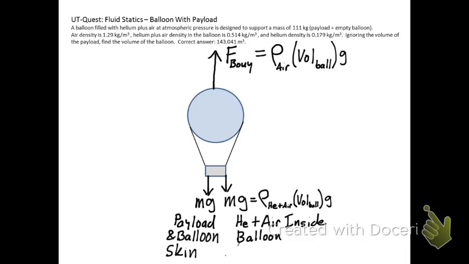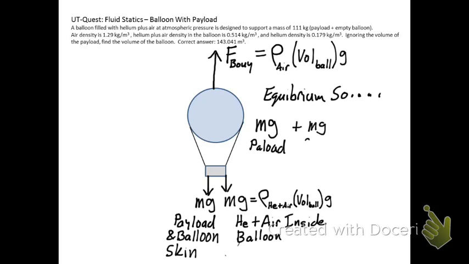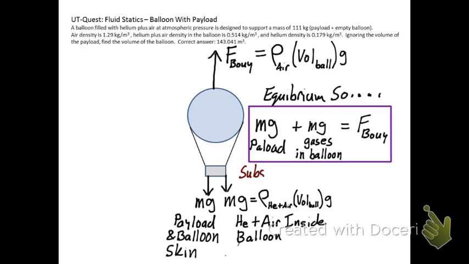Okay, so now we set up a force equilibrium problem. We've got our two forces, our two weights acting down. We have everything to calculate that. We have our weight of our gases in the balloon in terms of volume, and we have our buoyant force in terms of volume. So all we have to do is substitute in our terms for each one of these three things and solve for the volume of the balloon.